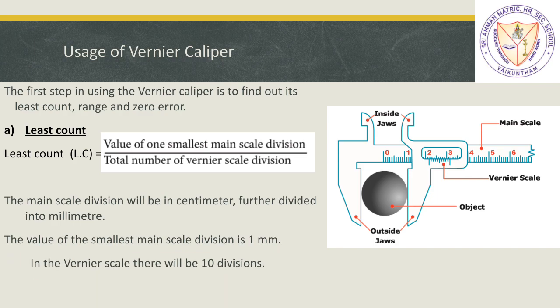In the vernier scale there will be 10 divisions. I said the vernier scale will have numbers from 1 to 10, so there will be 10 divisions. So the least count will be 1 millimeter divided by 10. The value of one smallest main scale division is 1 millimeter and the total number of vernier scale divisions is 10. So 1 millimeter divided by 10 is equal to 0.1 millimeter. In centimeters, whenever you write it, it will be 0.01 centimeter. So this will be the least count of a vernier caliper.